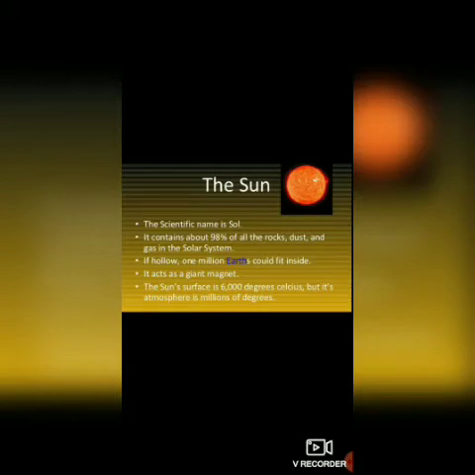In the solar system, the sun contains 98% of the rocks, dust particles as well as gas in the solar system, and it acts as a giant magnet because it contains 98% of the rocks, dust and gas inside it. If hollow, 1 million Earths could fit inside the sun, and the sun's surface is 6000 degrees Celsius. Hence the sun is very hot, but its atmosphere is millions of degrees.